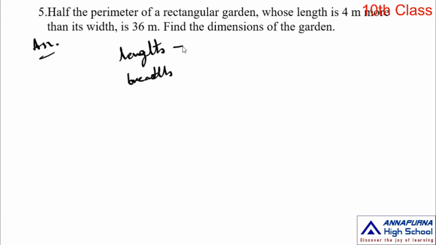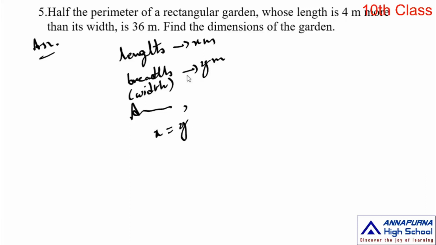So if you take the length as x meters and the breadth as y meters, then the length is 4 meters more than its width. Width means nothing but breadth. Okay, the length is 4 meters more than its width. Here the length is x meters. So according to the question, x is equal to 4 meters more than the width. Here the width is y meters. So y plus 4. So when you transpose this y to the left side, x minus y is equal to 4. This is the first equation.